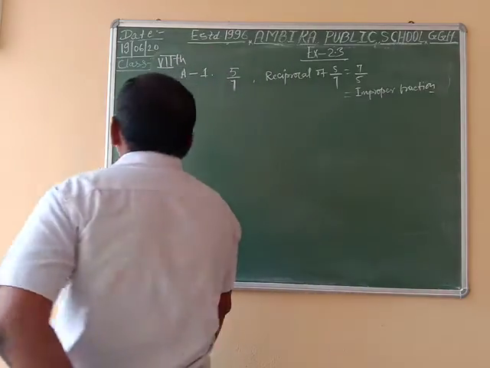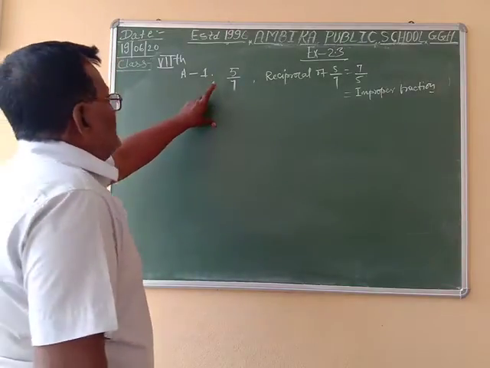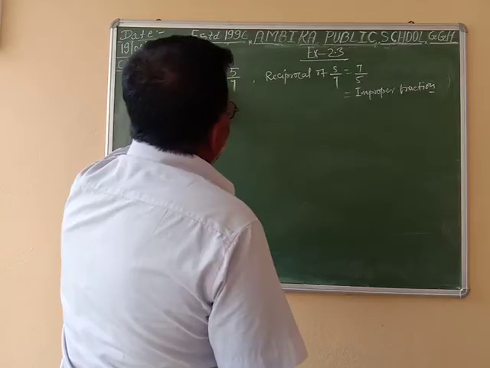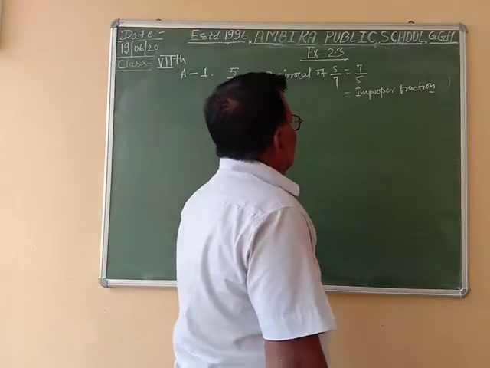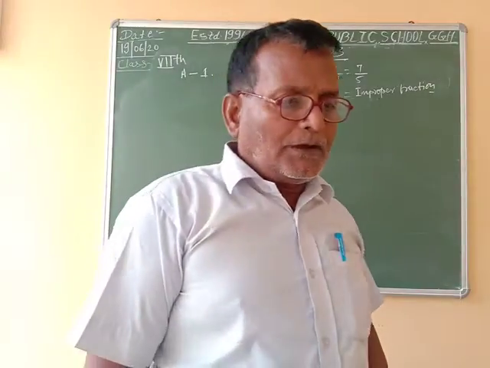At first you have to change it into its reciprocal. First of all, the reciprocal of 5 by 7 is equal to 7 by 5, and we have to decide whether 7 by 5 is proper, improper, or a whole number.